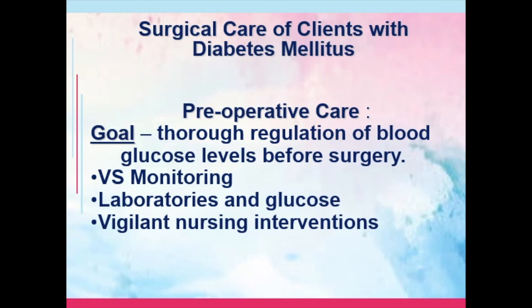So for example, if the glucose level is 120 to 150, we give 2 units. If it is 150 to 180, we give 3 units. If it's 180 to 200, 4 units. And above 200, we notify the physician. So there is an insulin sliding scale which is prescribed by the physician. Then laboratory glucose levels are monitored, and there needs to be vigilant nursing interventions for your patient.